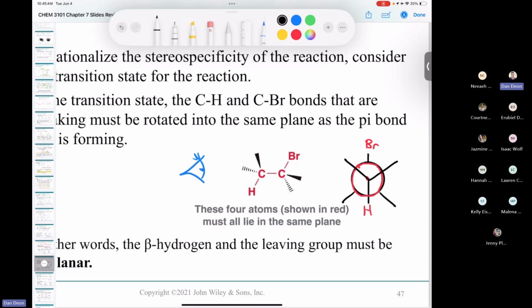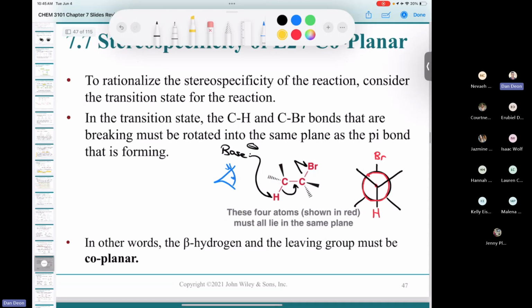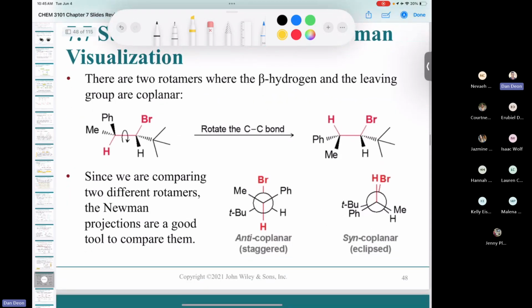But the idea is if you want your base to pull off this proton, make the pi bond, and lose the leaving group, everything that's involved in the reaction has to be in the same plane. We give it a name. We say it is coplanar. It's all in the same plane like that. Now, it turns out that there are two rotamers, two possibilities where we could rotate the molecule where the hydrogen, the two carbons, and the bromine or the leaving group are all coplanar. There's one possibility, kind of like what I drew on the previous slide, where they're staggered. There's another one where they're all eclipsed.